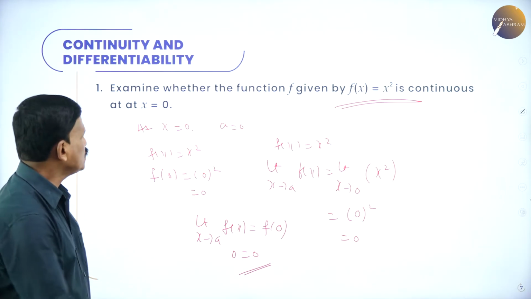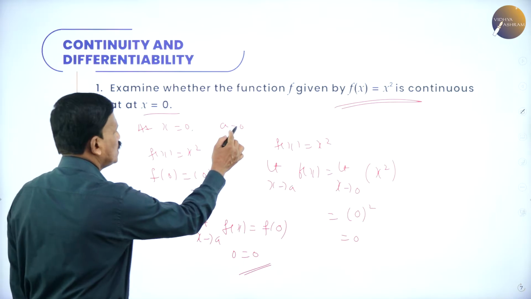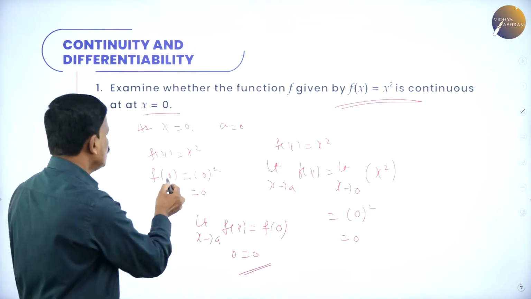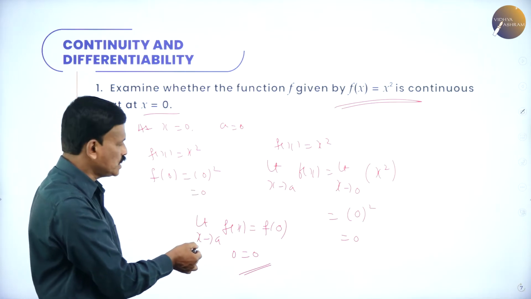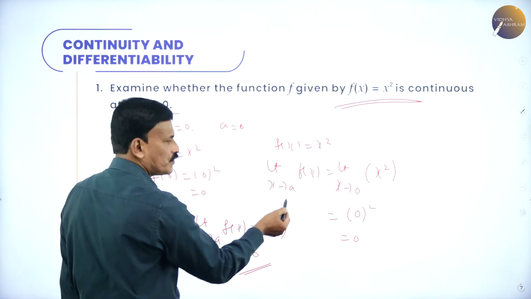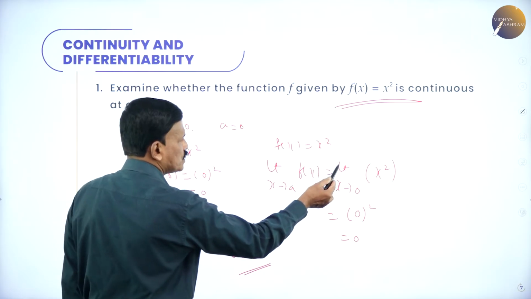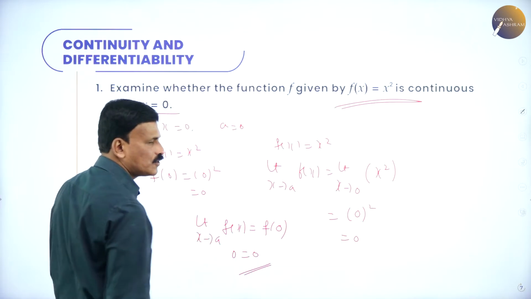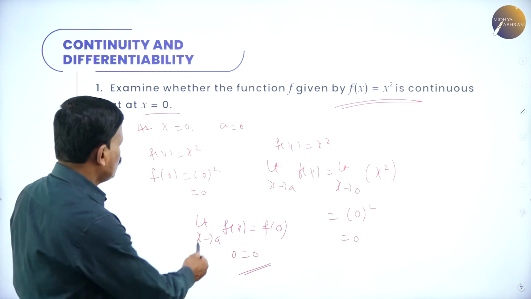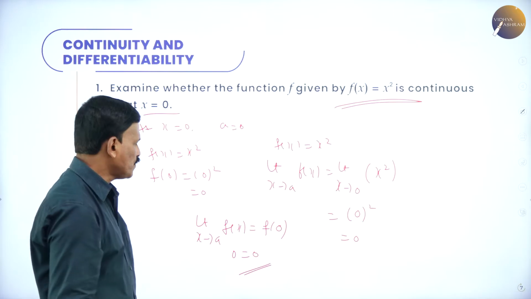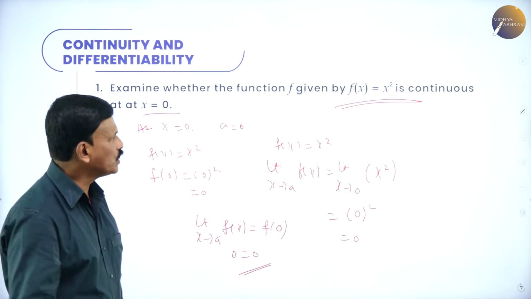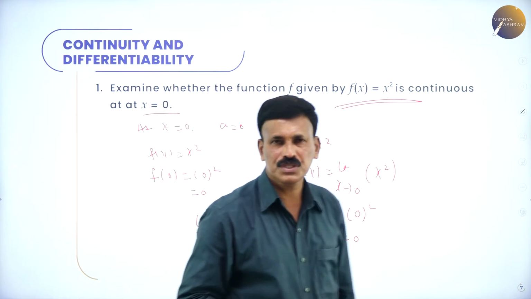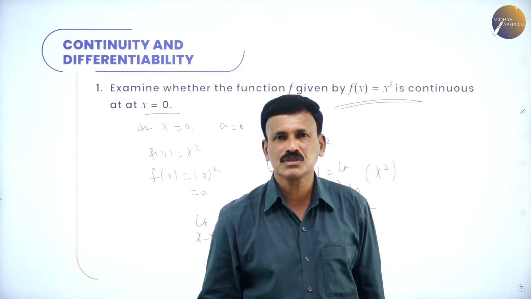That means therefore this f of x is equal to x square is continuous at x is equal to 0. See here, at x is equal to 0 means at a is equal to 0, f of x is given x square, put x is equal to 0, f of 0 is 0 square is 0. Again f of x is x square, therefore the value of limit x tends to a of f of x is equal to limit x tends to 0 of x square, put x is equal to 0, 0 square is equal to 0. So that is limit x tends to a of f of x is equal to f of 0, that is 0 is equal to 0, therefore f of x is continuous at x is equal to 0. f of x is continuous at x is equal to 0.